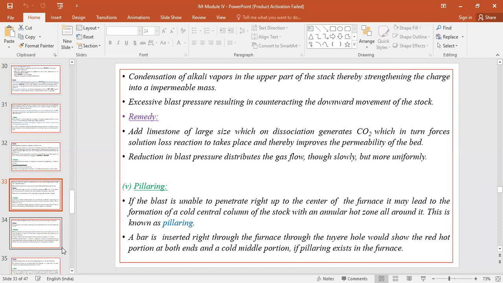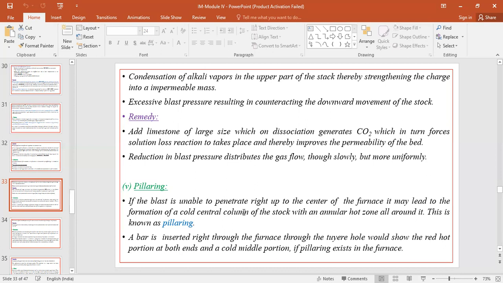The next thing is the pillaring. It is another defect which happens in the central part of the blast furnace. If the blast is unable to penetrate right up to the center of the furnace, this may lead to the formation of a cold central zone inside the blast furnace with an annular hot zone around it. So this is basically known as pillaring.